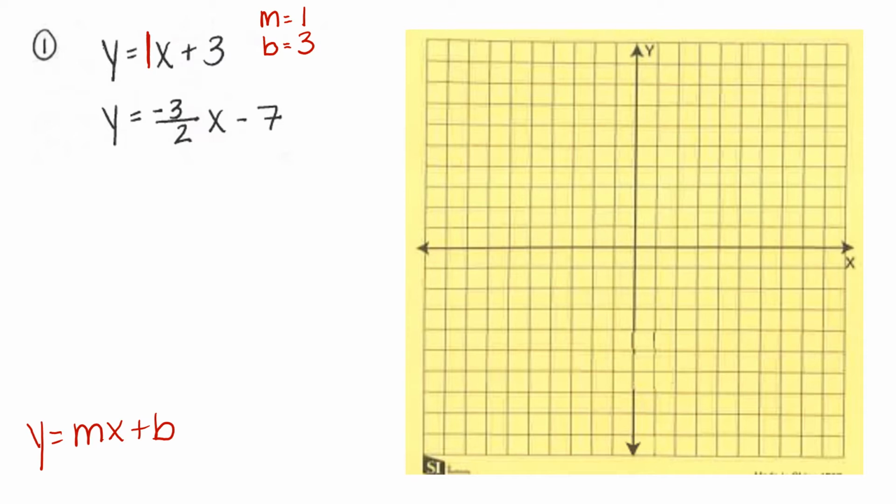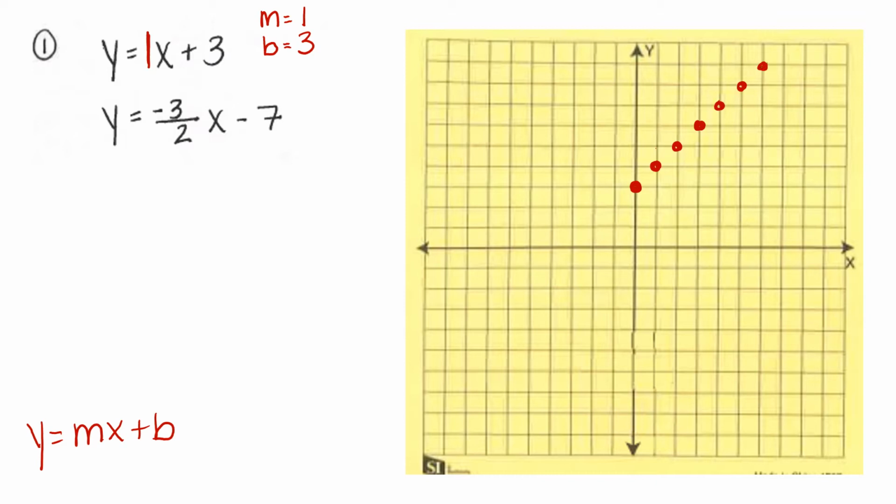Graph the b value first. So starting at 0, we're going to graph the 3, 1, 2, 3, and we put a point. Now when we graph the positive 1, positive is up. So we're going to go up 1 and then over 1. Up 1 because it's positive, and then over, always to the right, 1. Because our number is 1.